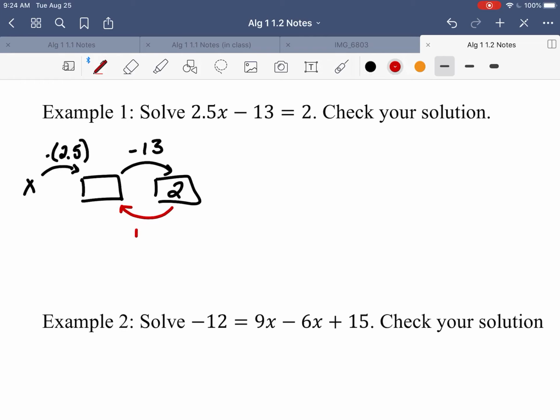Okay. So now let's go backwards. Instead of subtracting 13, we're going to add 13. 13 plus 2 is going to give us the 15. And then I'll need to now divide it by 2.5. I don't know about you, but I don't know what 15 divided by 2.5 is, so that's going to be a calculator one just for time right now, and we get 6. So x was 6. Okay.